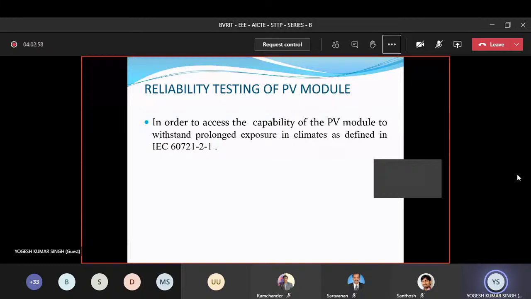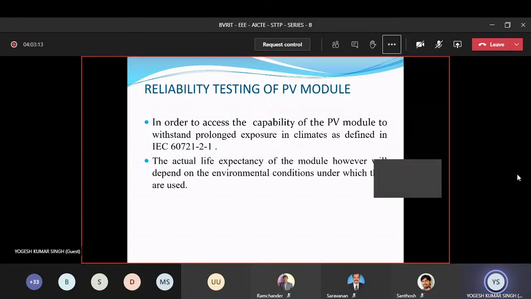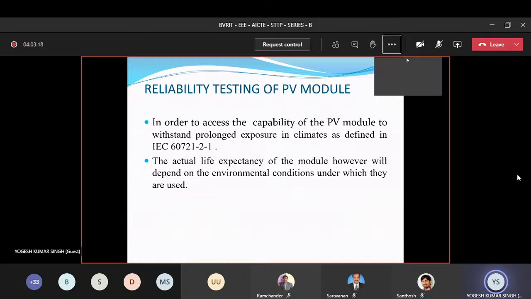Whenever you purchase a solar module, each company gives you a guarantee that your module will work for 25 years. So for reliability, when the modules are exposed outside, reliability is very important, and reliability testing is much more important for the solar module. However, the actual life expectancy of the module depends on the environmental conditions. That is also important, because a lot of the time the environmental conditions affect the module behavior.